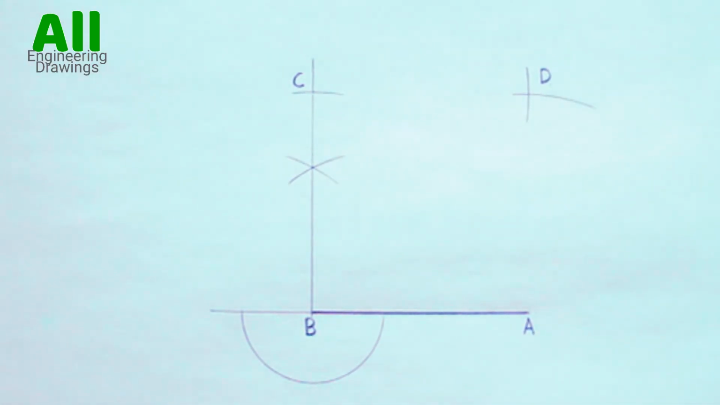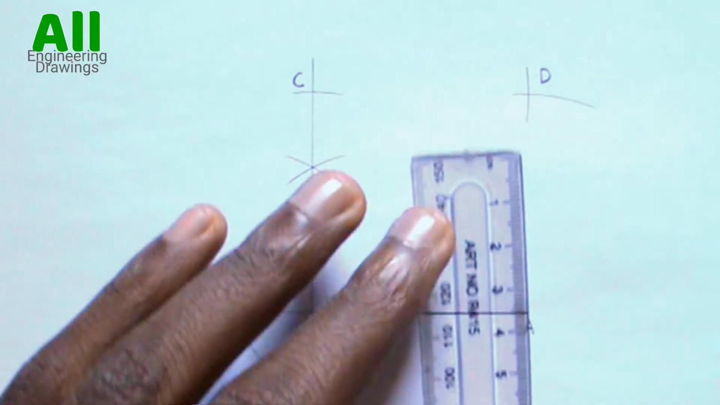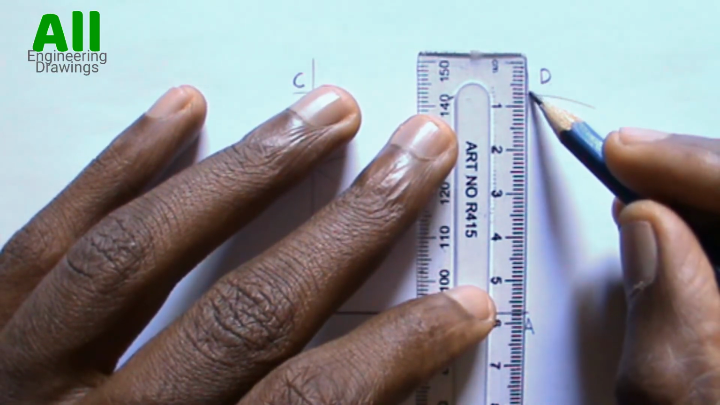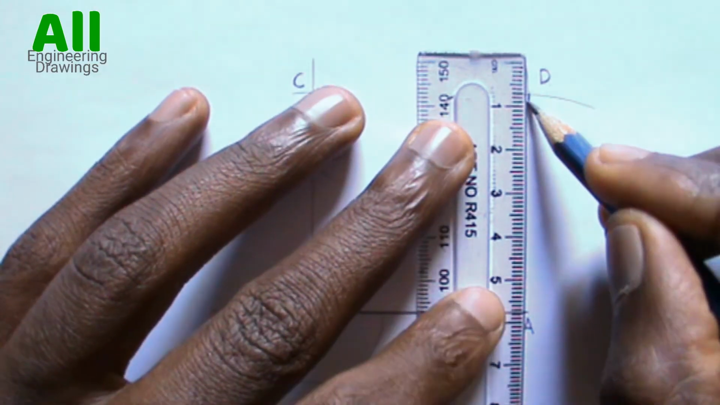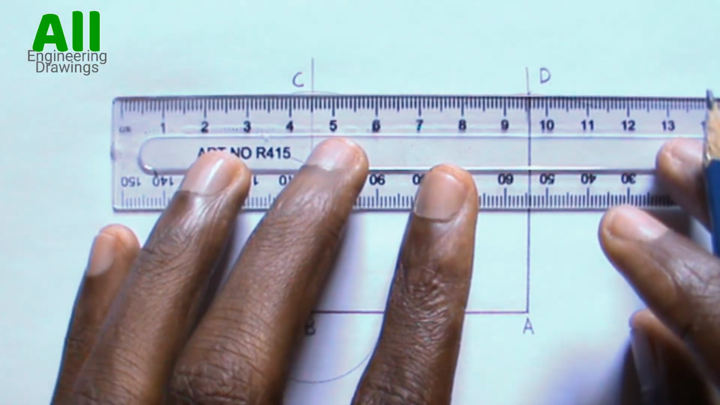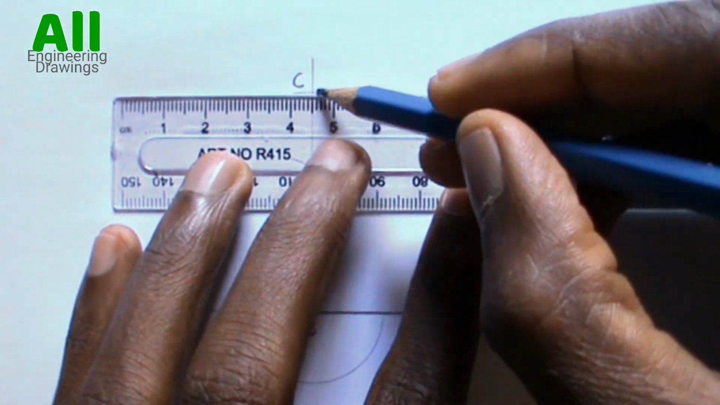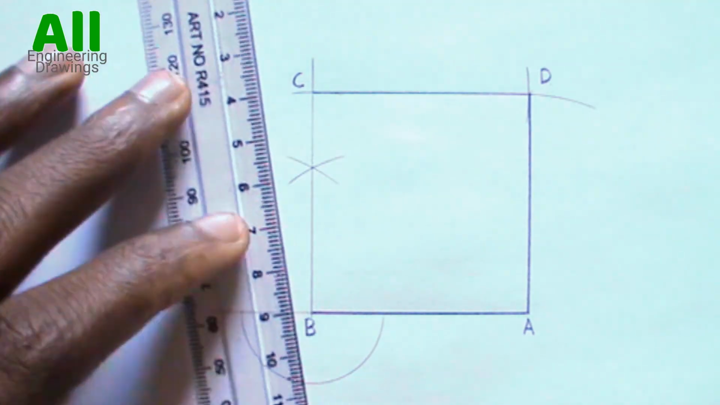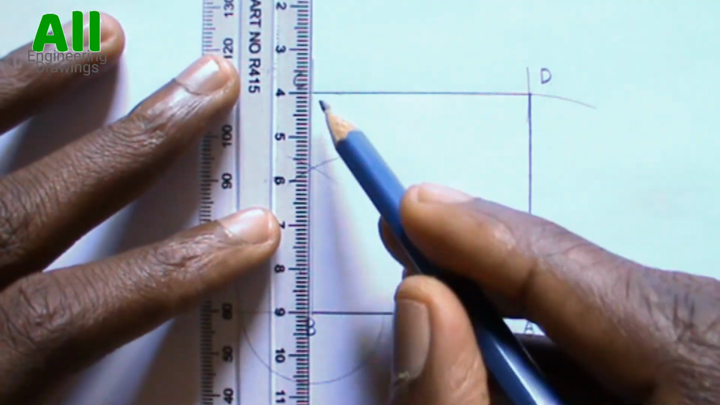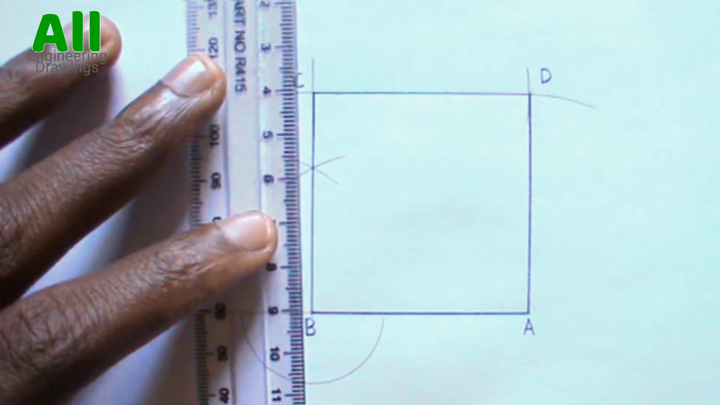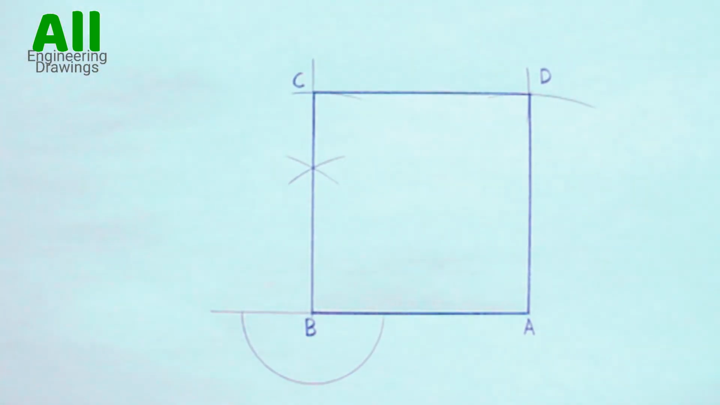You can now complete your square. The square has been drawn successfully.